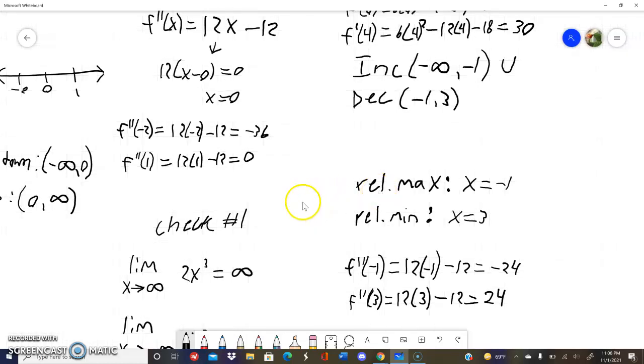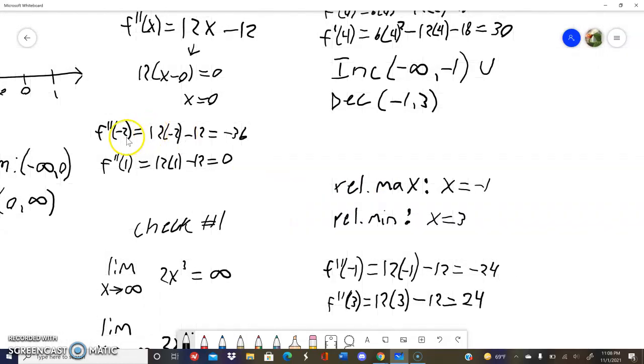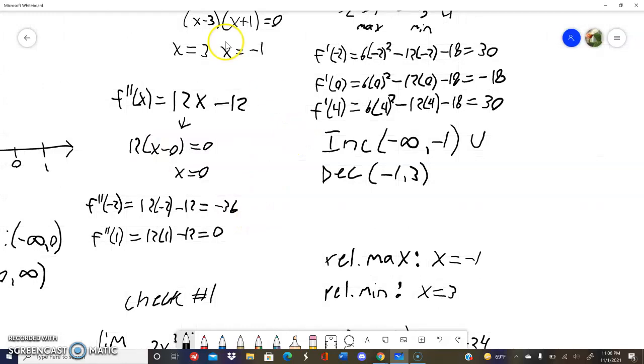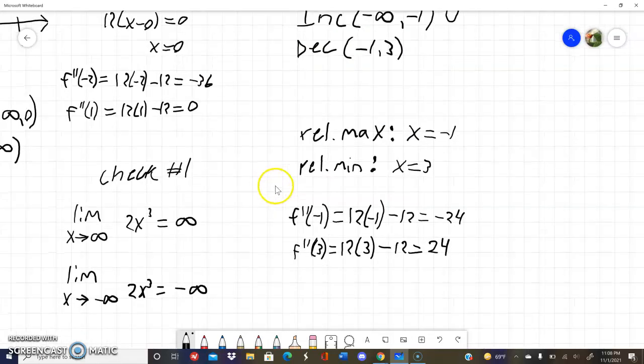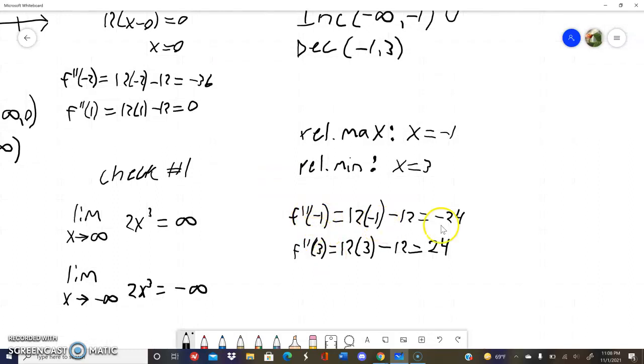Now, to find the relative max and relative min, we're going to take the second derivative and plug in our critical numbers, which are 3 and negative 1. So you see here we have negative 1 and 3. We plug it in, we get negative 24 and 24. We know our relative max is x equals negative 1. Relative min is x equals 3.